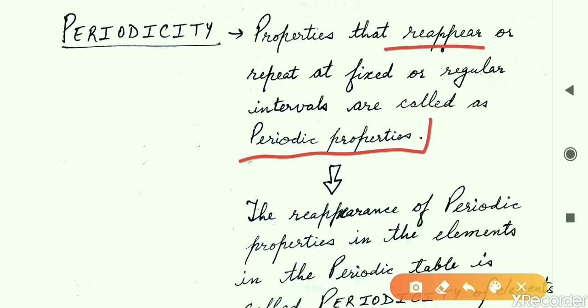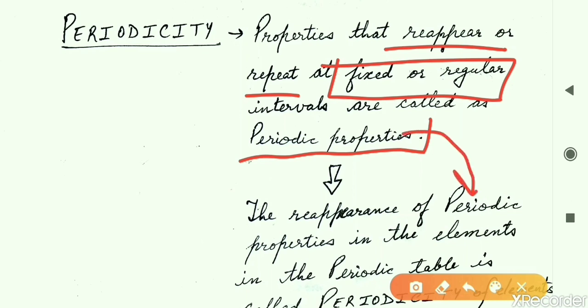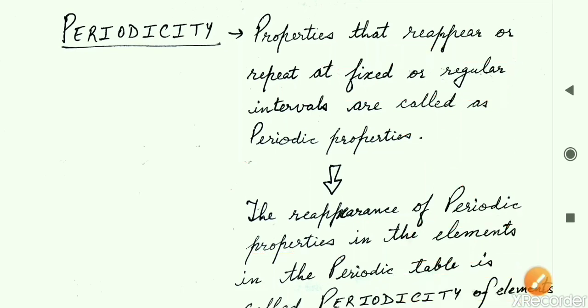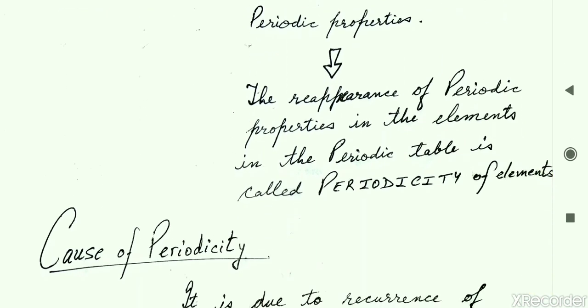These are the properties that reappear or repeat at fixed or regular intervals. They repeat after a certain time or a certain interval. They are called the periodic properties. With respect to the periodic table, if these periodic properties are repeated or shown by the elements, they will form a particular trend, or we can say there will be some variations of the properties. We will learn about these in the further chapters and topics. So this type of reappearance of periodic properties of elements is called the periodicity of the elements.